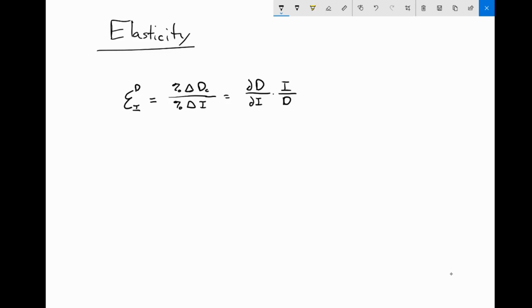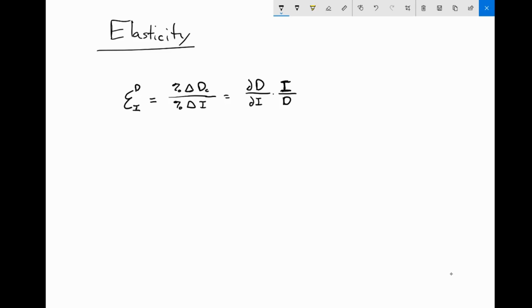All right, so what this is, is a measure of the percentage change in demand given, we can say, a 1% change in income. So this is a more formal way of expressing how a change in income affects demand. And what we'll see here is that there are 4 different classifications of income elasticity of demand that will be important for us to know.